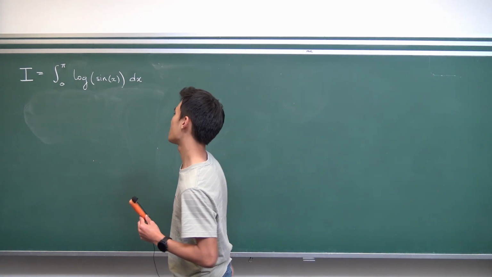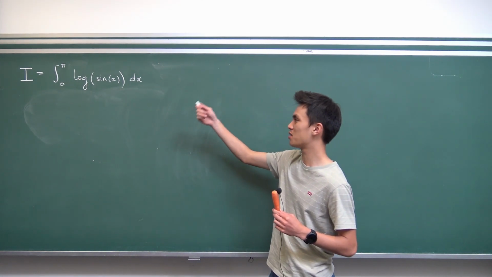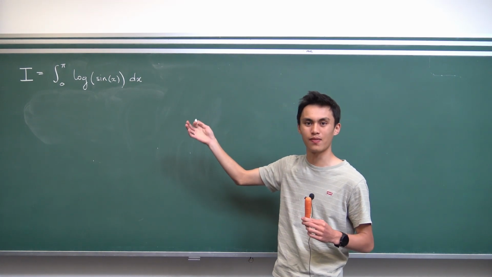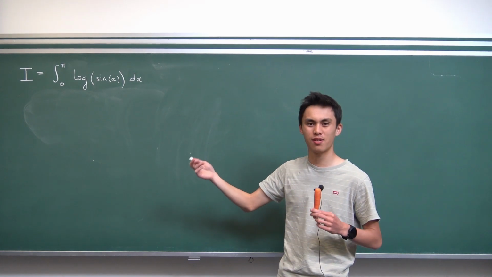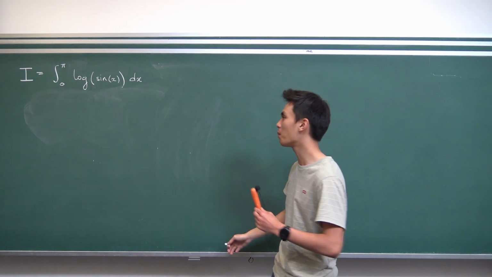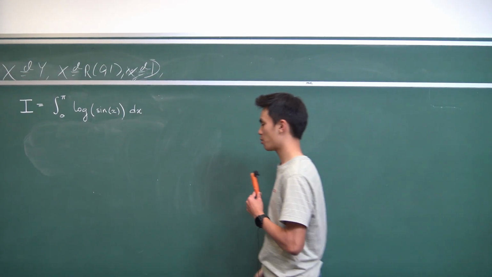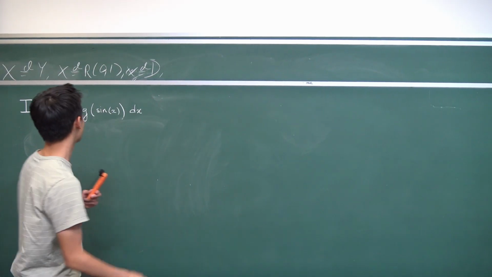How can we get started with this one? Well, first of all, notice we're going from 0 to pi, and if you take a look at the terminals there, if you plug 0 and pi into sine of x, then you get a 0. But logarithm of 0 is undefined, so that might be a bit of a problem. Turns out though that this integral converges, which is quite nice, but I'm going to take a limit as a safety precaution anyways.